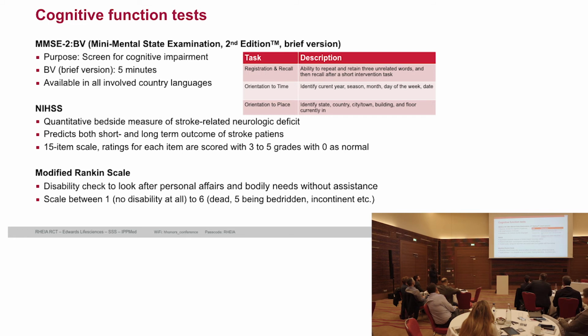The NIHSS, you all know that. This is very simple to use. You have a 15 item scale, and most of the time it takes 5 to 10 minutes to achieve. The MRS, we already talked about that, so it's going to be a combination based on the timeline, whether it be at baseline, 30 days, 1 year. The combination is going to be variable, but you will have to become familiar with these 3 testings.